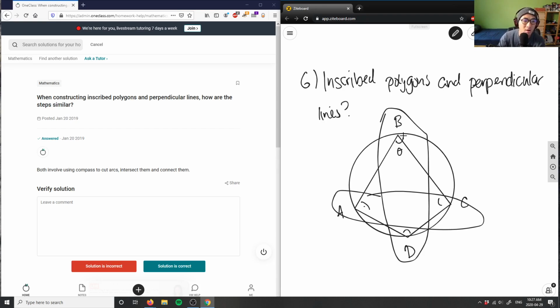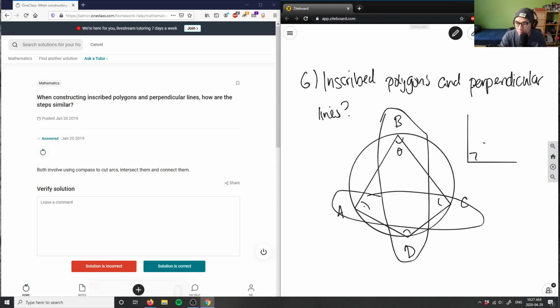So how are the steps similar when we're constructing perpendicular lines? Again, perpendicular lines are simply lines that intersect at 90 degrees, right? So this here would be an example of a right angle, perpendicular lines. What we can say about this problem is that the steps are kind of the same, but it's not very specific about how the steps are similar.